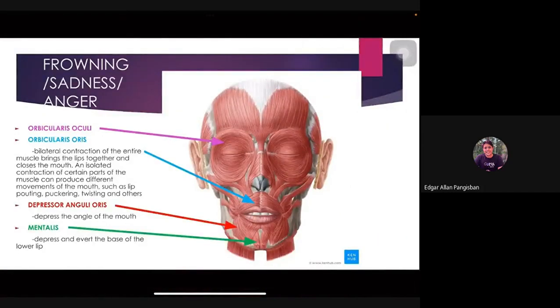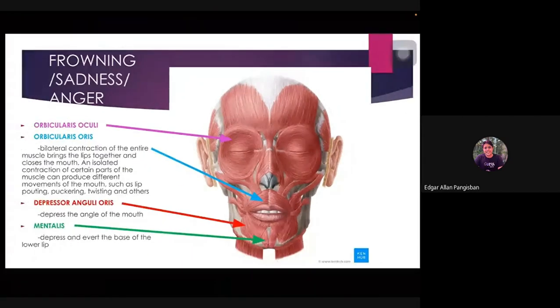Okay, next, dito tayo sa frowning, sadness, and anger. These are the muscles that are contracting when you are sad. We have your orbicularis oculi. Same, di ba? Pag meron tayong smiling eyes, of course, meron ding sad eyes, right? They also reflect your emotion. Sabi nila, your eyes are the windows of the soul. If you're happy, it is reflected in your eyes. Also, if you are sad, it is also reflected in your eyes.